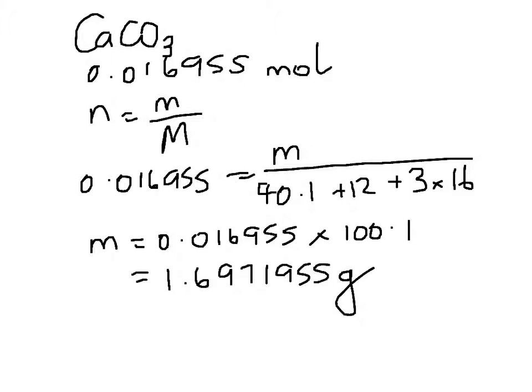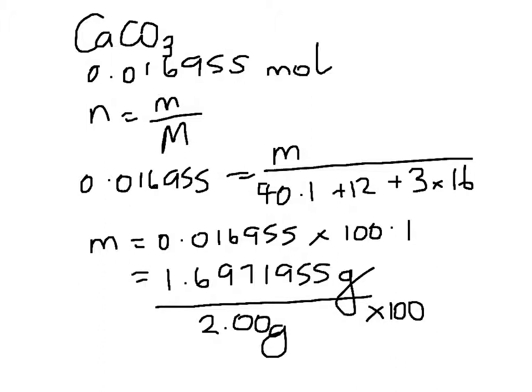Now, very last step here, we have this much calcium carbonate divided by the original mass of limestone, 2.00 grams, times 100 will give us the percentage calcium carbonate in the limestone, which is 84.9%. That's it.